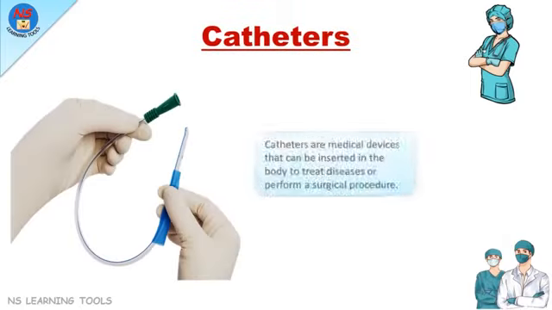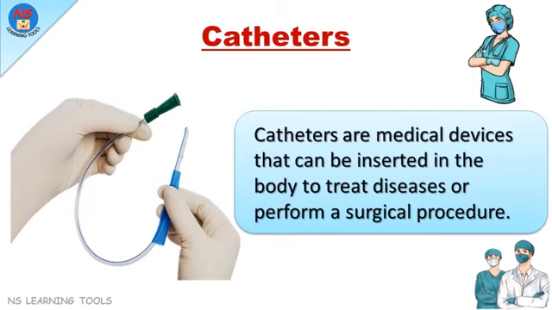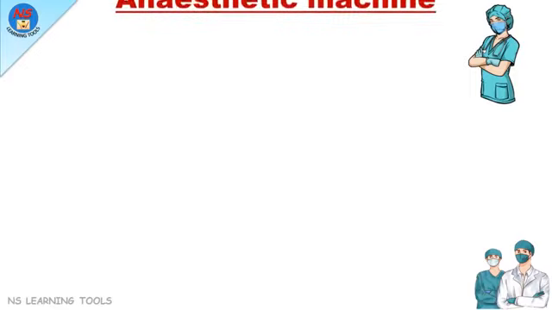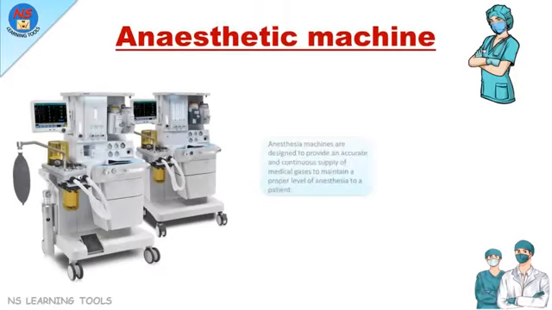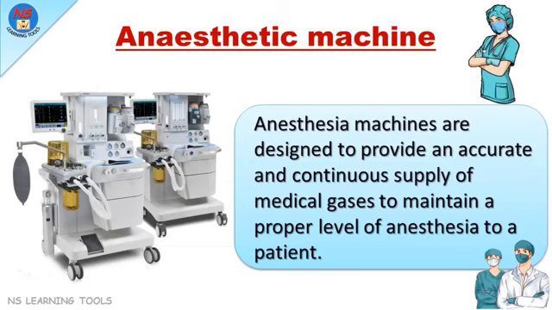Catheters. Catheters are medical devices that can be inserted in the body to treat diseases or perform a surgical procedure. Anesthetic machine. Anesthesia machines are designed to provide an accurate and continuous supply of medical gases to maintain a proper level of anesthesia to a patient.